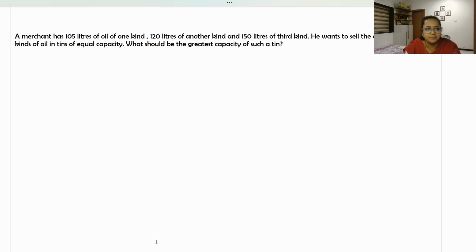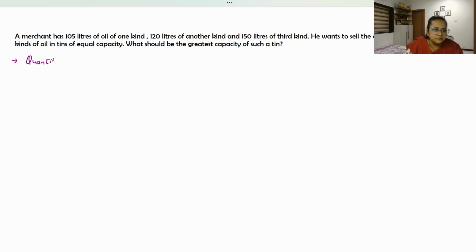He wants to fill them in tins. So he's distributing it. He's going to divide the quantity. When there is division or distribution, what are you going to apply over here? Are you going to find the HCF or the LCM? When you divide, you're going to get an answer which is smaller than what is given. We'll be expecting a smaller answer. And when it is smaller, we go for HCF.